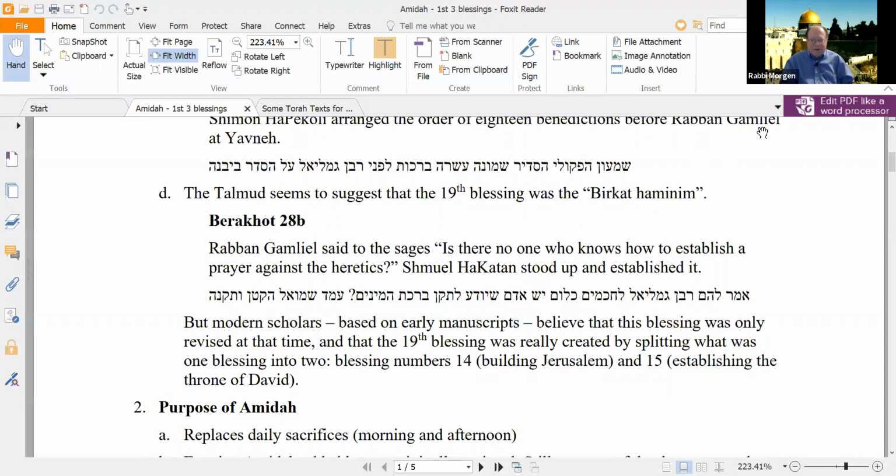Even by the time of the Mishnah, we already have 19 blessings, but the name 18 had already been sort of created. So it's still sometimes called the Shmona Esrei, which literally means the 18, right? So the Amidah is sometimes still called the 18 blessings, even though for 1800 years or so, it's been 19 blessings.